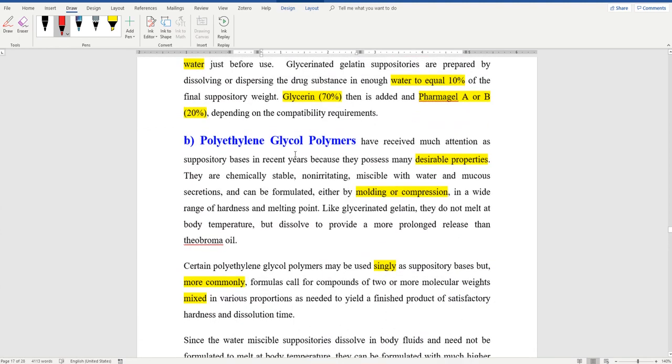Okay, let's get back to the PEG. We said it received a lot of attention recently. Why? The reason is it has some desirable properties. What are the desirable properties? One, it's chemically stable, meaning in air it doesn't absorb moisture, it doesn't oxidize, it's stable. 2, it's non-irritating, it doesn't irritate the rectum. 3, it's miscible with water and mucus secretion. 4, it can be prepared by the common method, molding, and even the not very common method, compression. It can be prepared by both, as I told you, with a range of hardness and melting point. Okay.